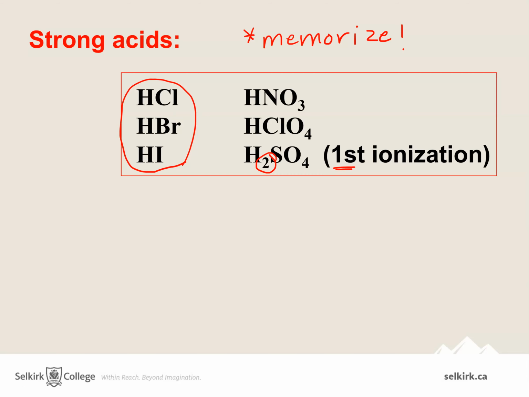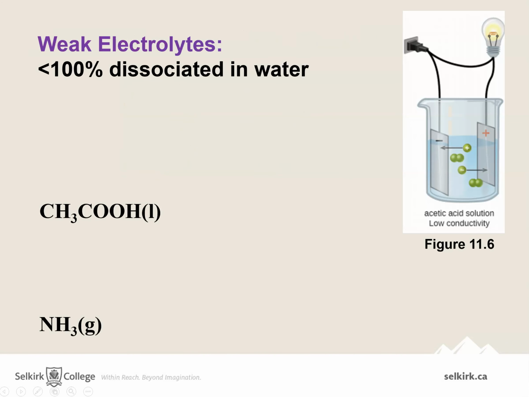All right, strong acids are a type of strong electrolyte. Let's move on to weak electrolytes. They are electrolytes. They make charges in water, but they are less than 100% dissociated. They are less than 100% converted into ions. And you're going to watch out here for weak acids and weak bases.